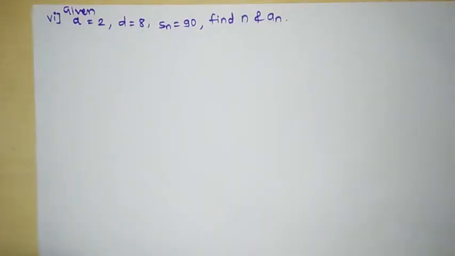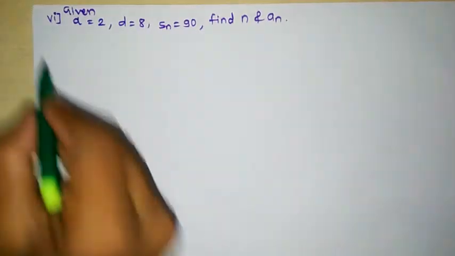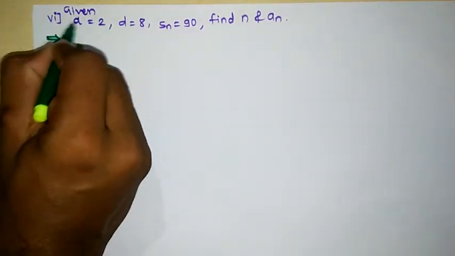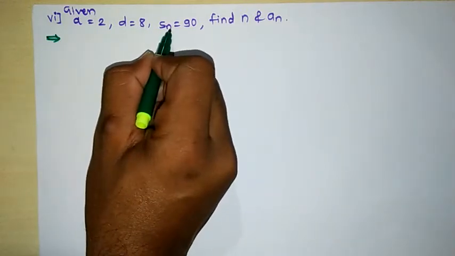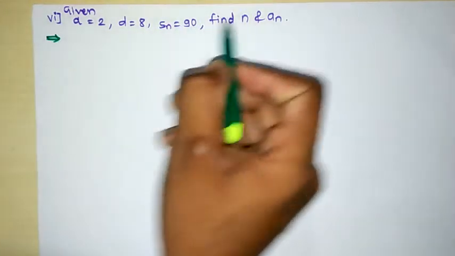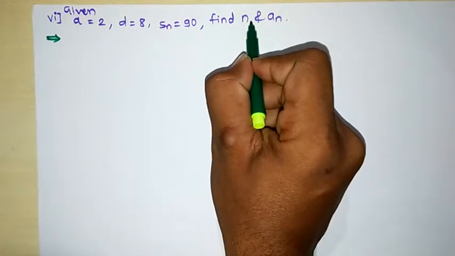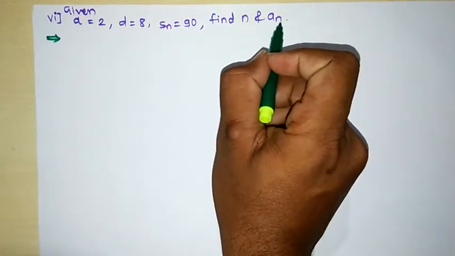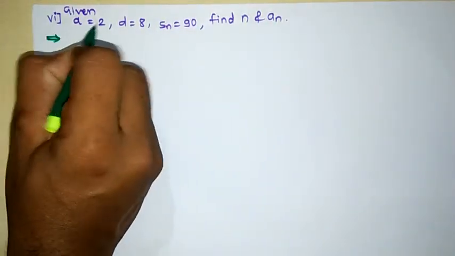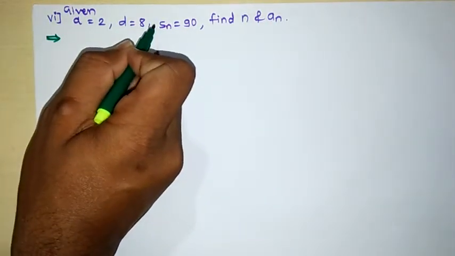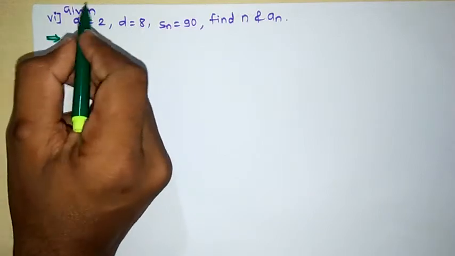Now we will see sub question 6 from question number 3. In sub question 6, what is given? See here. A is given, that is first term is given 2, and common difference d is given 8, and Sn, that is sum of the n terms, is given as 90, and we have to find n, that is number of terms, and an, that is last term, here. Here by using the Sn, that is sum of the n terms, we will get an.